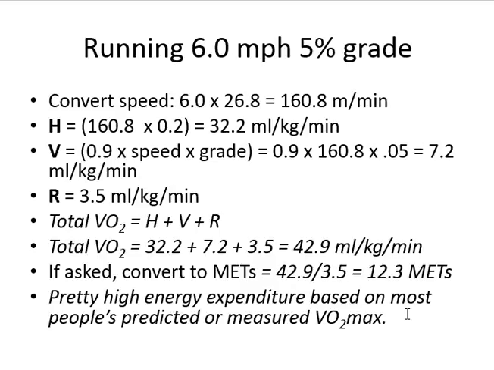We've already calculated the horizontal and the resting. So now we're looking at the grade. 0.9 times your speed again, 6 miles an hour, and now we're adding that 0.05 for 5% grade. Now if it's 7% grade, multiply by 0.07. 7.2 milliliters per kilogram per minute. Just like before, when we added that 5% grade, we added about 2 METs. So our total VO2, 42.9 milliliters per kilogram per minute, divided by 3.5 gives 12.3 METs.